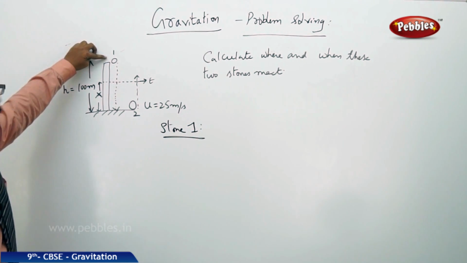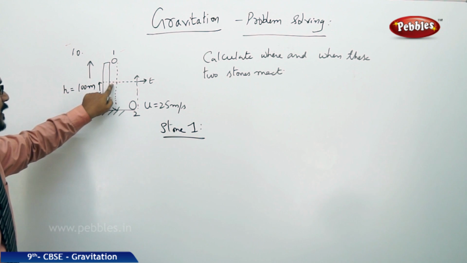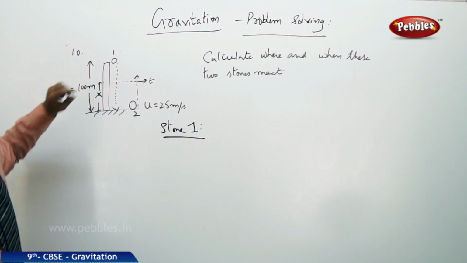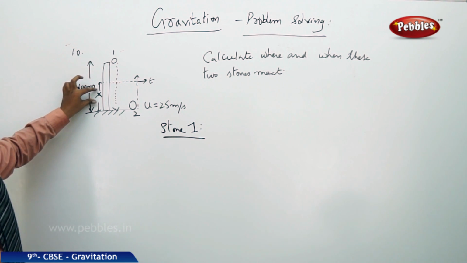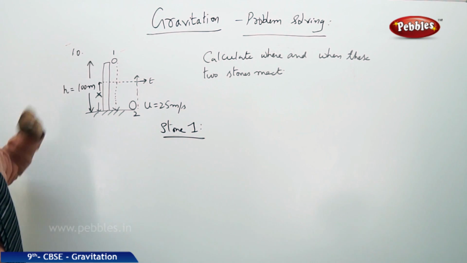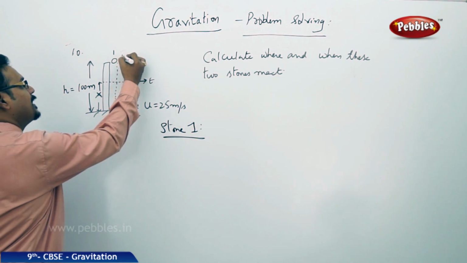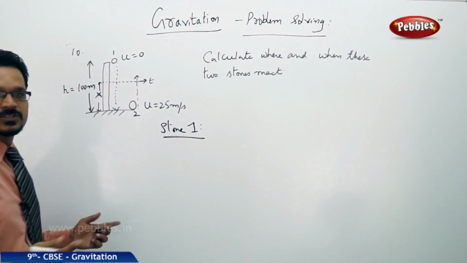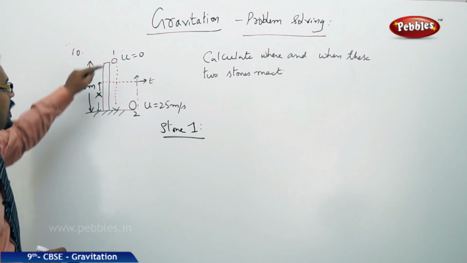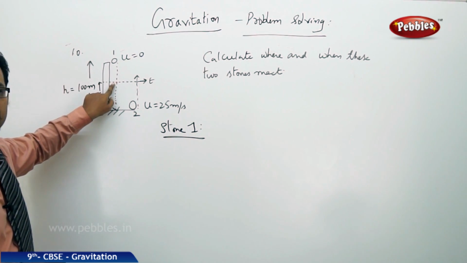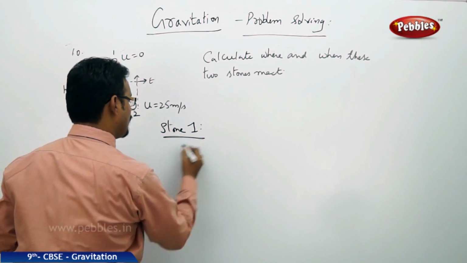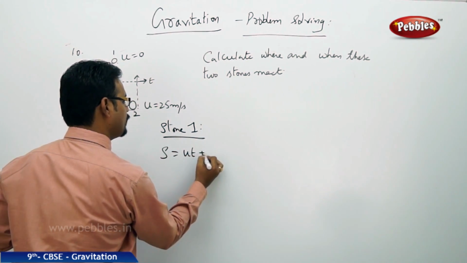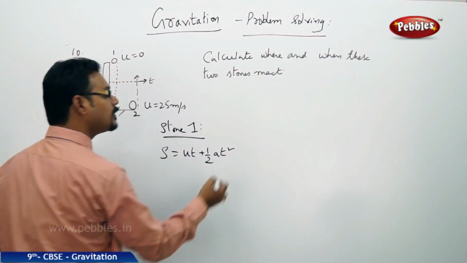So stone 1 falling from the top of the tower to this point. That means it has covered this much distance. So this distance is nothing but 100 minus x. And as it is falling freely, its initial velocity is 0. And it has reached this point in a time t. So therefore, use the formula s equals ut plus half at square.